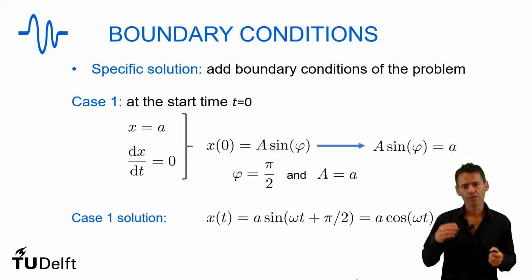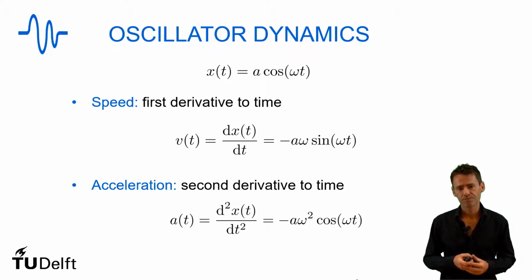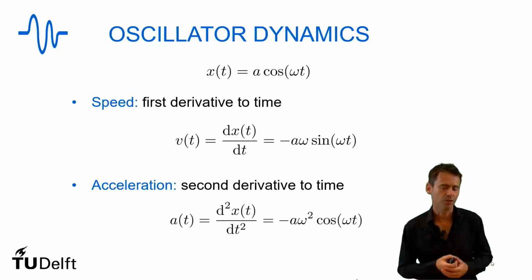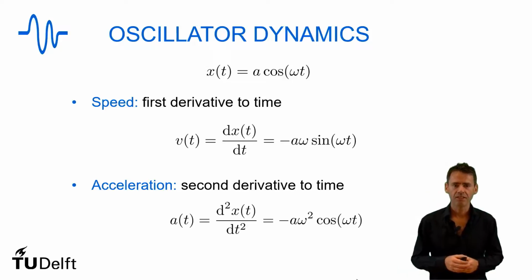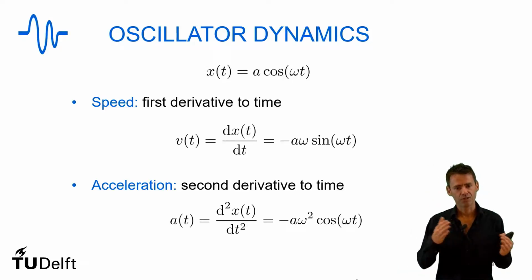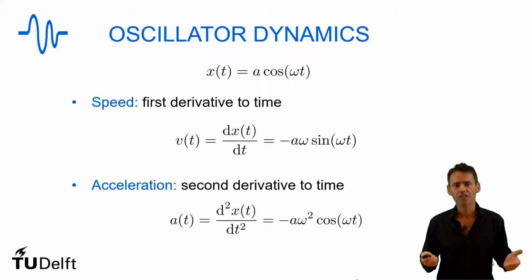So let's look a little bit more into the dynamics of this oscillatory motion. We have the distance x(t) is A cosine(omega t). But of course we can also look at the speed. The speed is the first derivative with respect to time of this function, and so this is equal to minus A omega sine(omega t). And secondly, the acceleration is equal to the second derivative of this function, so this is minus A omega squared cosine(omega t). And so we can already see that the acceleration has the same dependence as the distance traveled itself. A little bit easier to see is just to make a few plots.